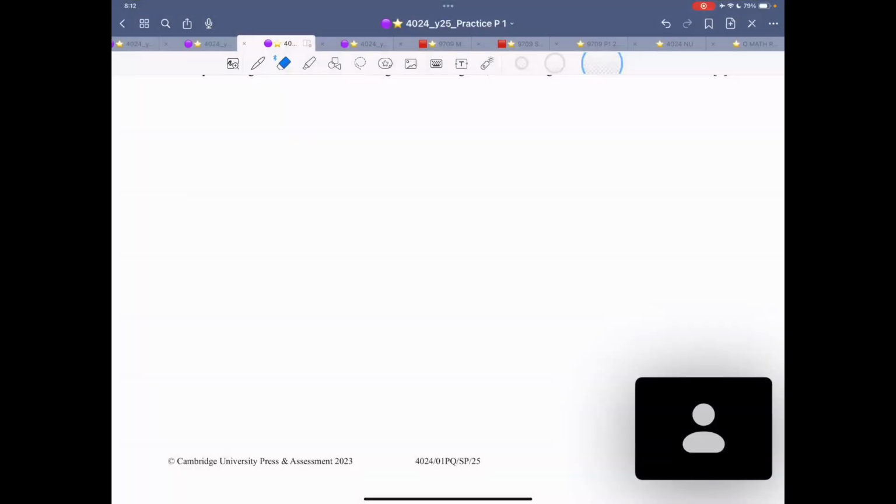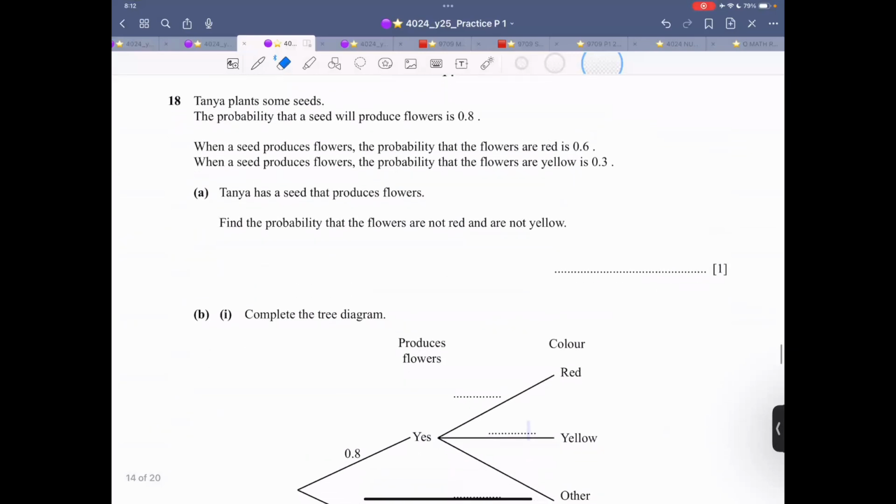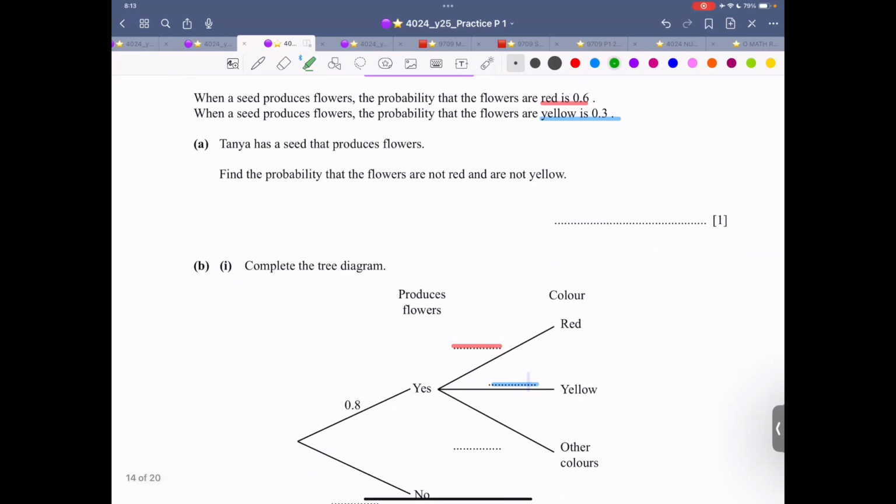Okay, to continue with this question. This is question 18. Tanya plants some seeds. Now let me just do a little bit of highlighting. The probability that the seed will produce a flower is 0.8. When a seed produces flowers, the probability the flowers are red is 0.6. When a seed produces a flower, that it's yellow, I don't have yellow color, so let me just use blue, that is 0.3. And for other colors, that should be this thing. That is the first thing.